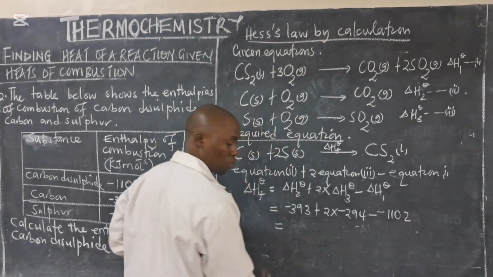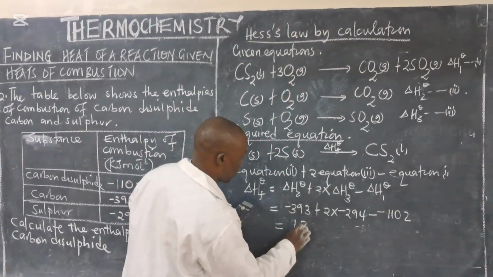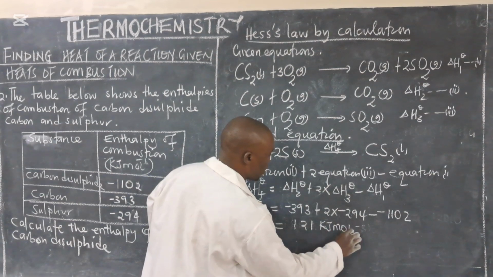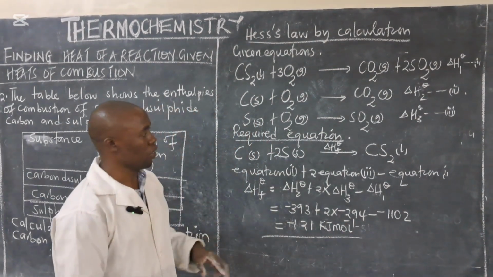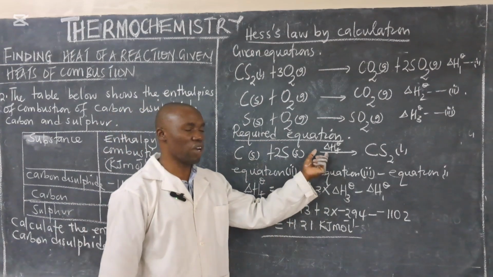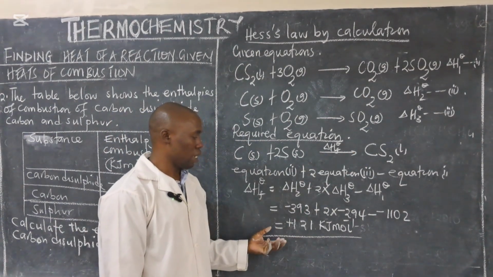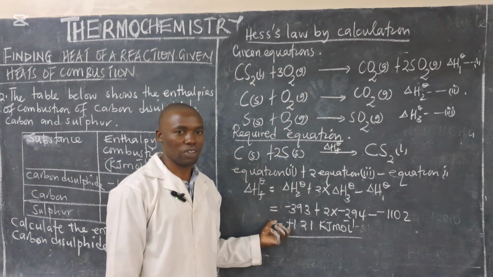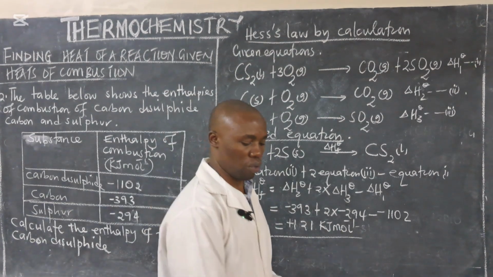So you punch the calculator, it gives us 121 kilojoules. So positive, so we indicate this positive sign here. This equation shows that the formation value for carbon disulfide is positive. So the comment would be carbon disulfide is unstable because it's formed endothermically. So this predicts stability. Let's go into method 2.